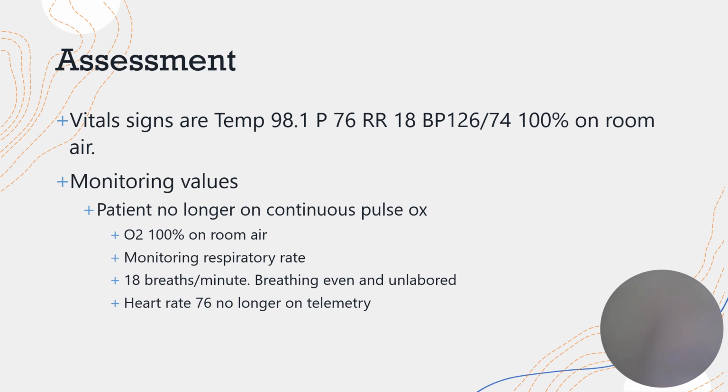The nurse is checking his vital signs, which are all normal. They're within parameters. He's afebrile, his heart rate is within normal, respiratory rate is normal, and blood pressure is normal. It's really good. And his oxygen sats are really good at 100%. He is no longer on continuous pulse ox. His respiratory rate is good, breathing even and unlabored, and he is no longer on telemetry.